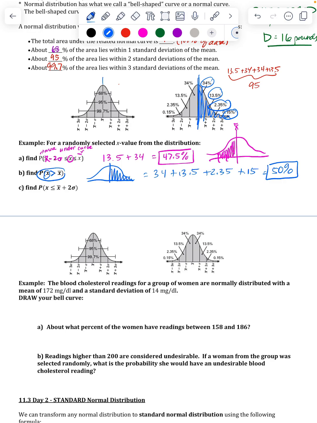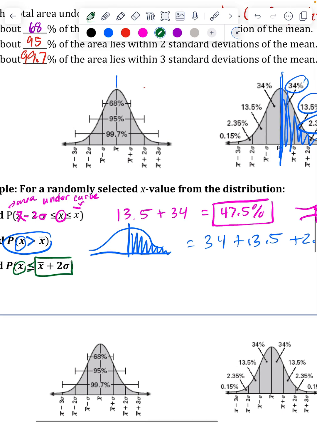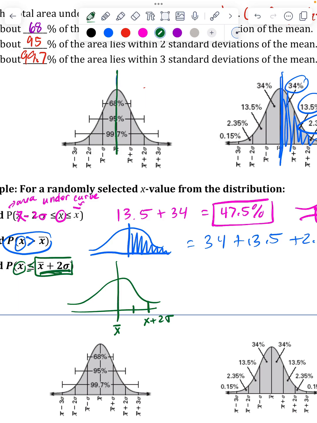All right, let's take a look at this last one on this page. You're now looking for the probability that x is less than or equal to this. Okay, well, let's find that on our curve. Here is x bar, 1 to the right and then 2 to the right. X plus 2 standard deviations is what they described, would be from here to here. Just going by what it says. Here's x bar, here's x plus 2 standard deviations.